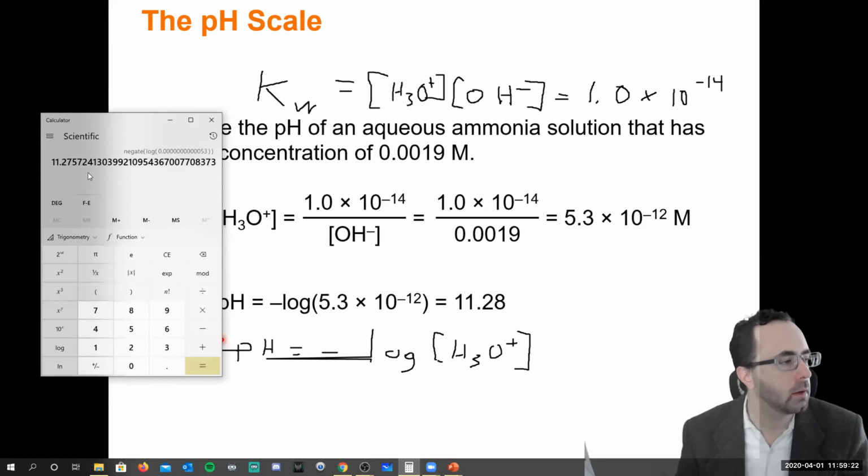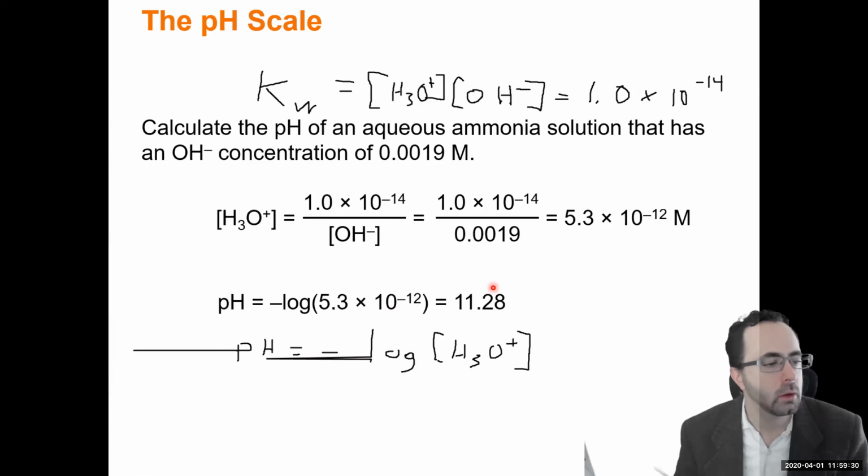And so we get 11.28. Remember how your sig figs work for logs. If you're taking the log of a number with 2 sig figs, you write the results so that it has 2 after the decimal. And so our result is 11.28.